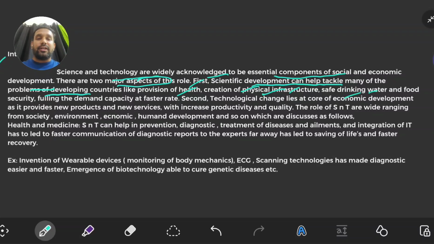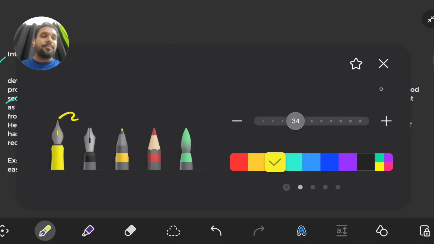Safe drinking water, defluoridation, chlorination, all that we are doing. Food security: with the help of high yielding varieties of seeds, we can also increase the quantity of food. With the help of that, we can reduce food scarcity in the country. So you just understand that in a very big manner we have used it. This is how we are able to fulfill the demand at a faster rate. This is the first aspect. Second aspect, let us see.